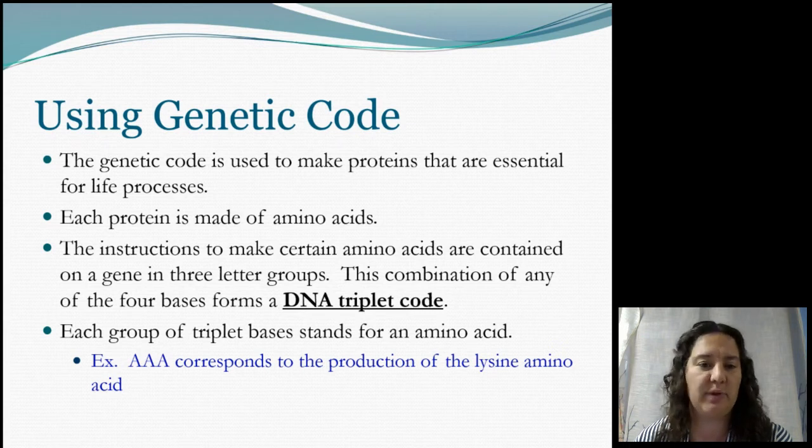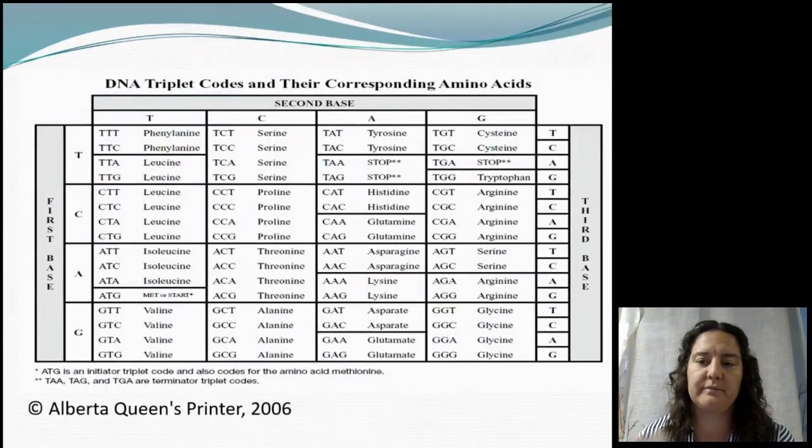So this is a DNA triplet code. So each of those triplet bases is going to stand for an amino acid. So for example, AAA corresponds to the production of the lysine amino acid. So when you're given a strand of DNA, you're able to correspond that to the amino acids that are going to be produced.